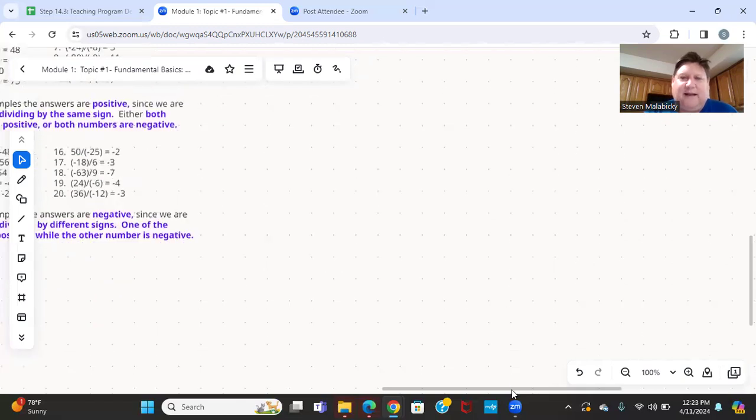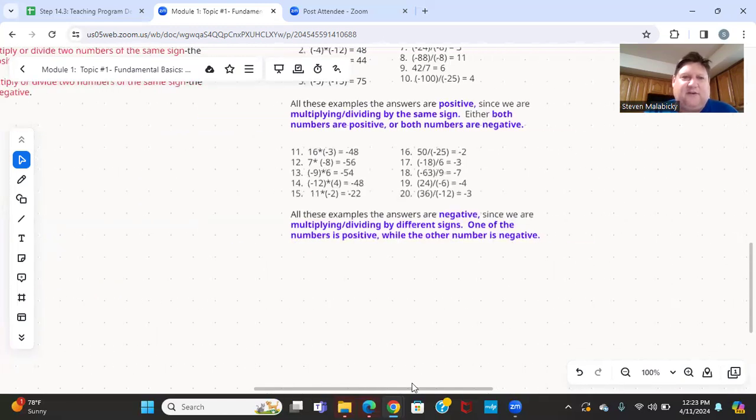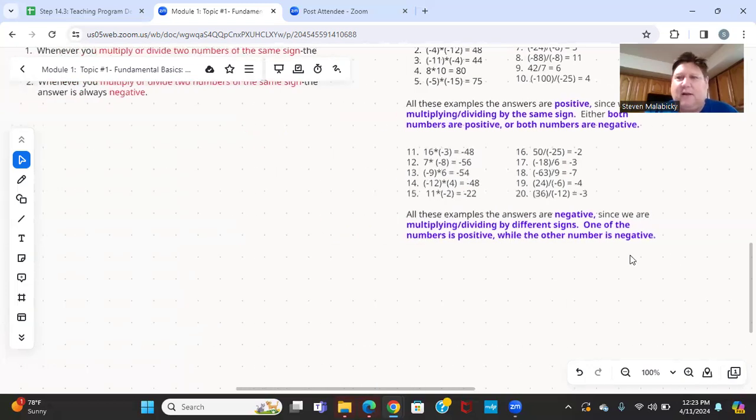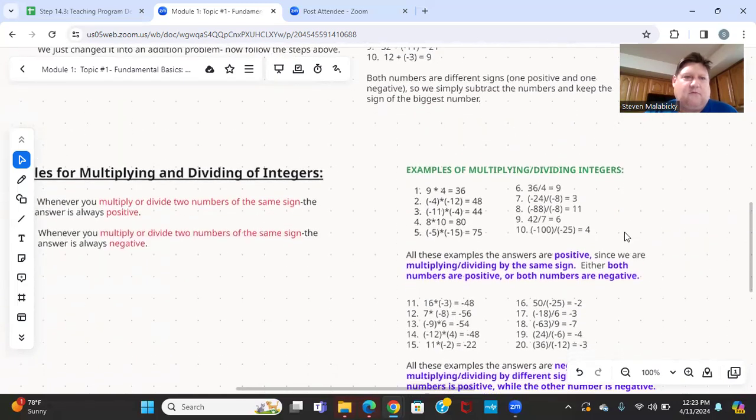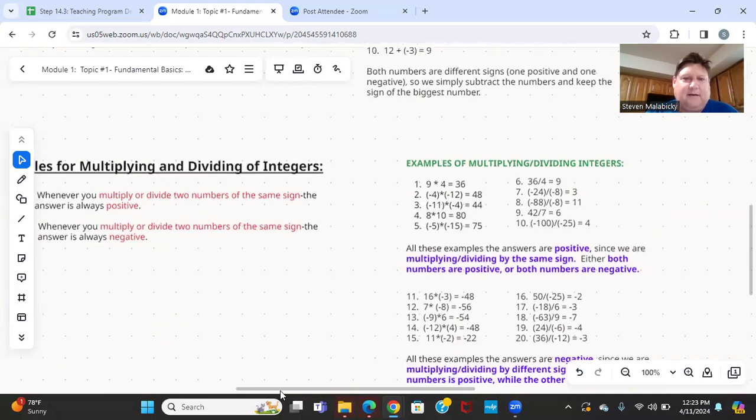Multiplying and dividing are usually easier for students. You just have to pay attention to what's going on, not make any careless mistakes. So the rules for multiplying and dividing.